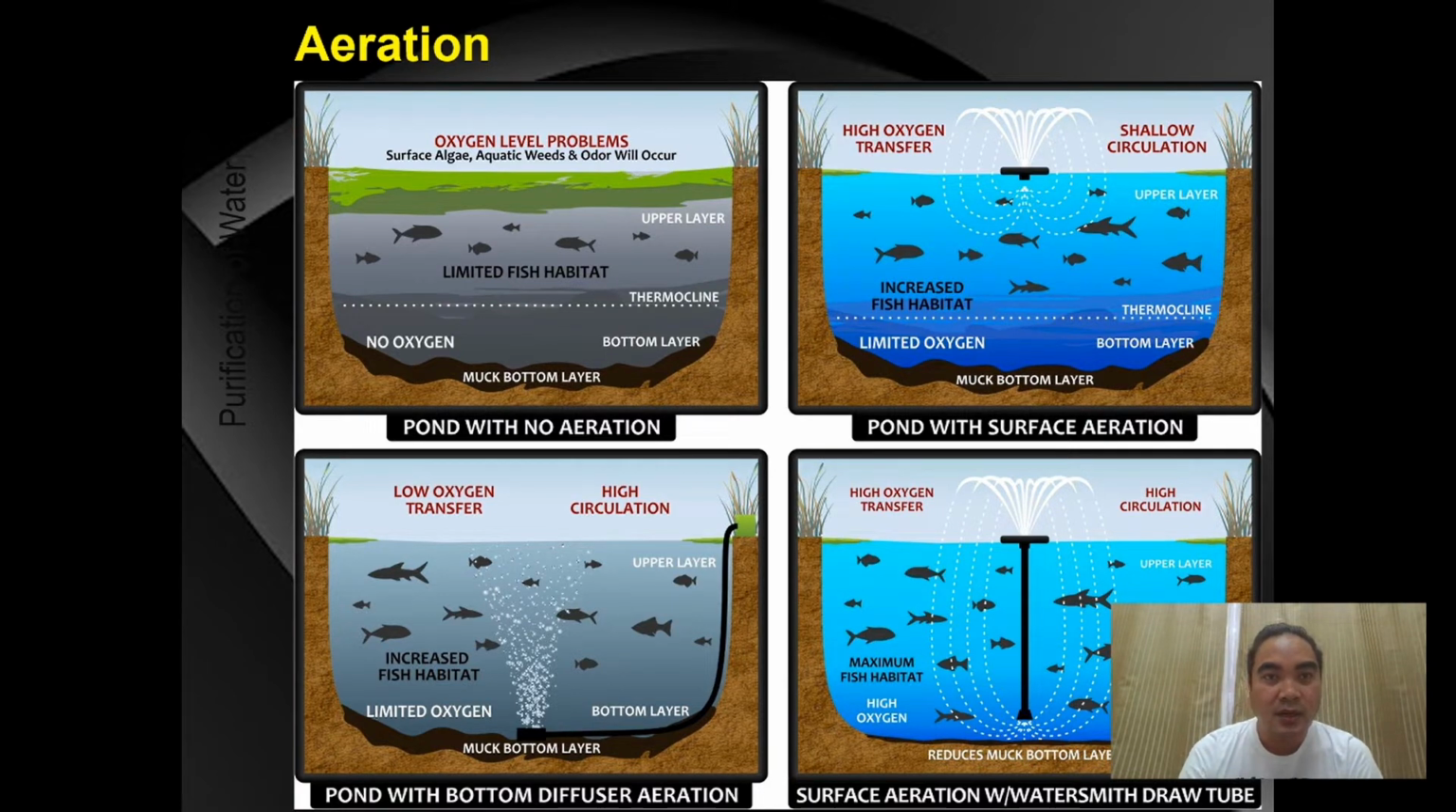Surface algae, aquatic weeds, and others will occur. So that is the pond with no aeration. The next image, pond with surface aeration. And the third, pond with bottom diffuser aeration. And the last picture, surface aeration, water smith grow tube.